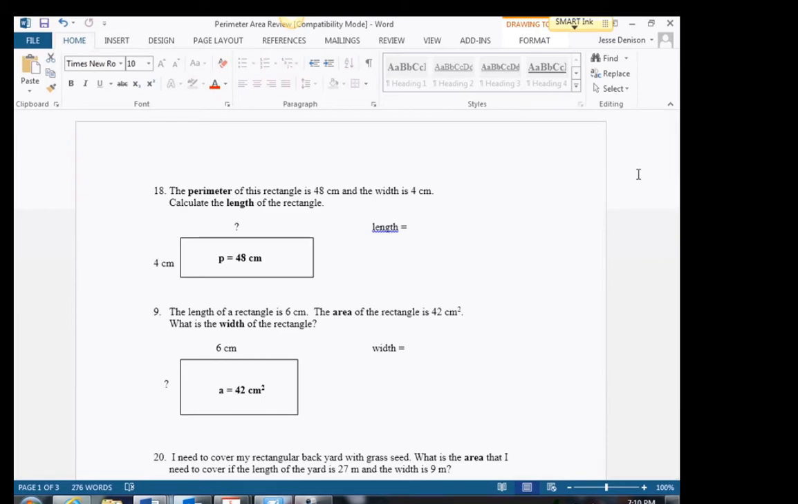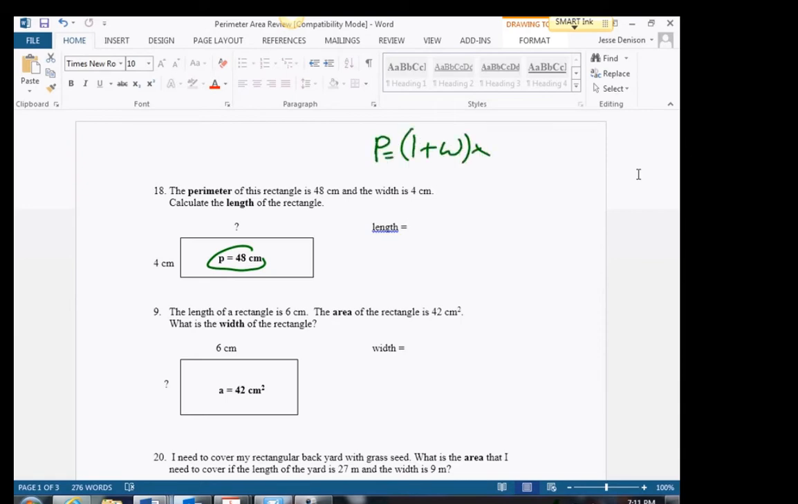The perimeter of this rectangle is 48 centimeters and the width is 4 centimeters. Calculate the length of the rectangle. So this is a bit different. You already have the perimeter of this question. It isn't a perimeter equals length plus width. You're not solving the perimeter. You're solving for the length. We know the width. We know the perimeter, but we do not know the length.